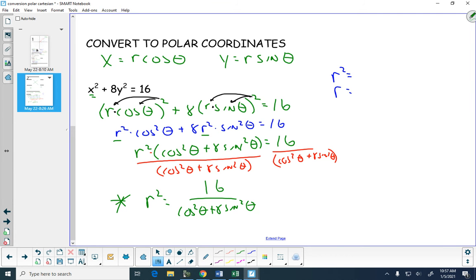The second part of your homework is listed there. What you'll be doing is converting from polar to Cartesian and Cartesian back to polar. So that will be the second aspect of your homework.